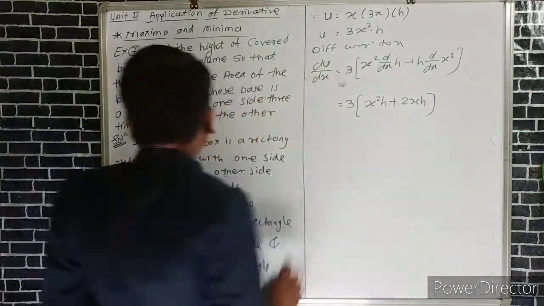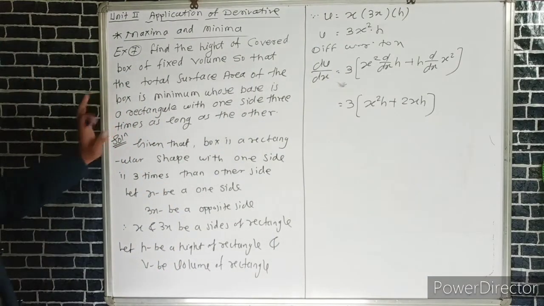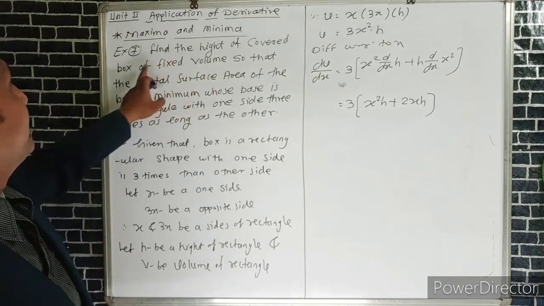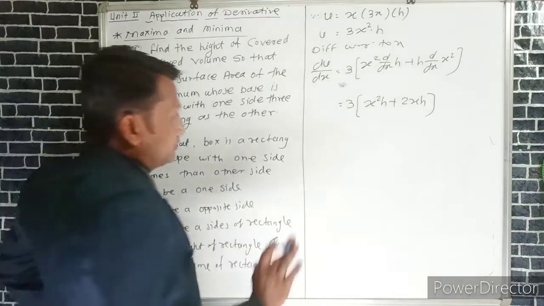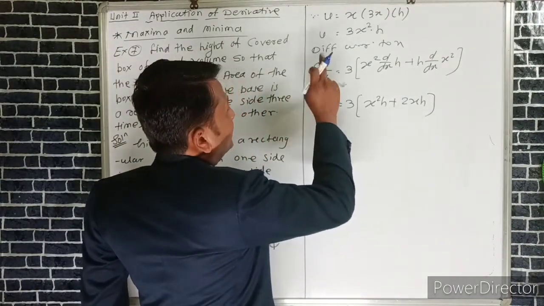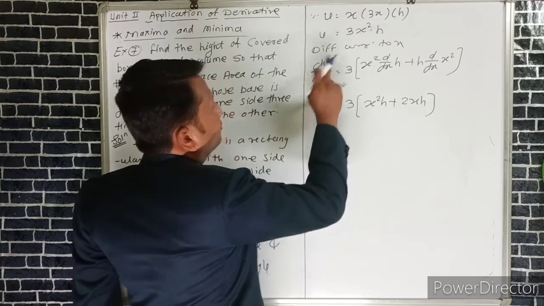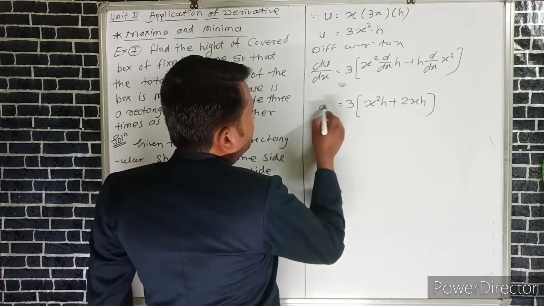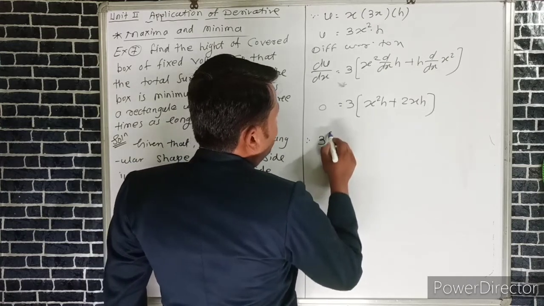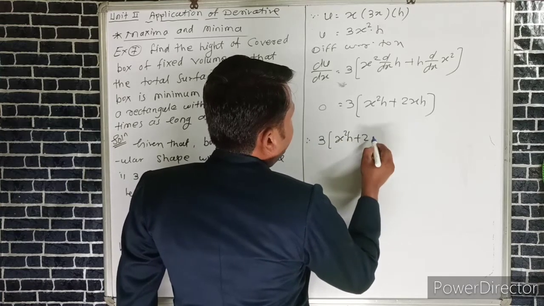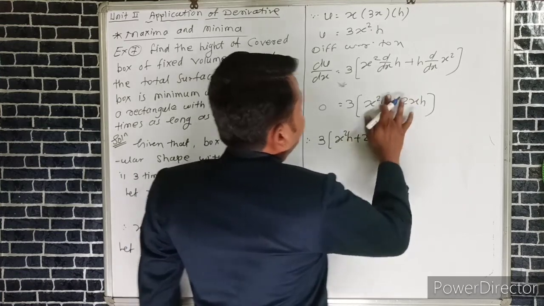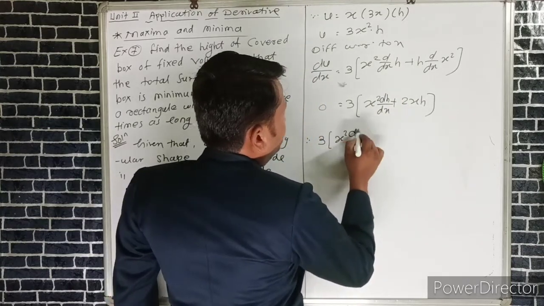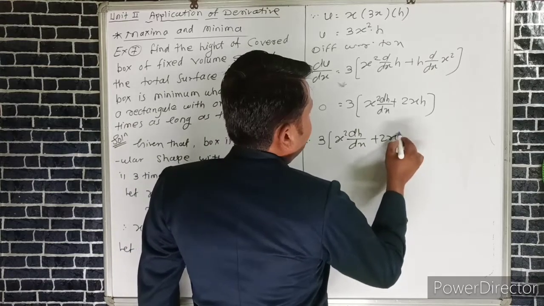So by the observation, in the given condition, the volume is fixed, which means the volume is constant. If the volume is constant, then dV/dx is the derivative of a constant function, which is 0. We can write dV/dx equals 0. Therefore, 3x²h plus x² into dh/dx plus 2xh equals 0.